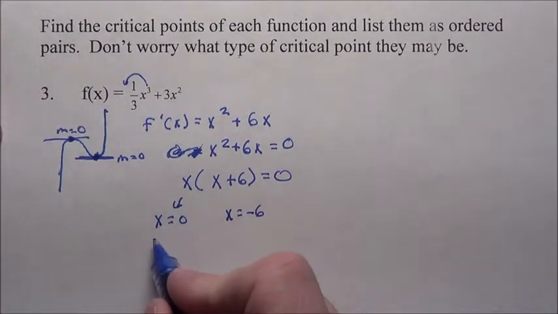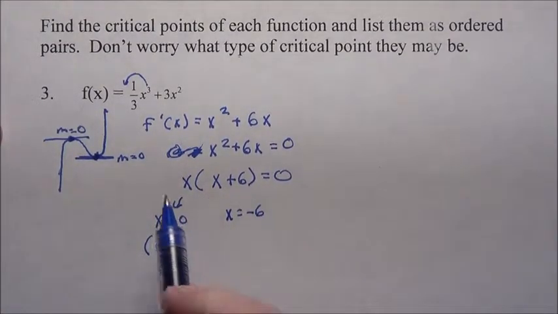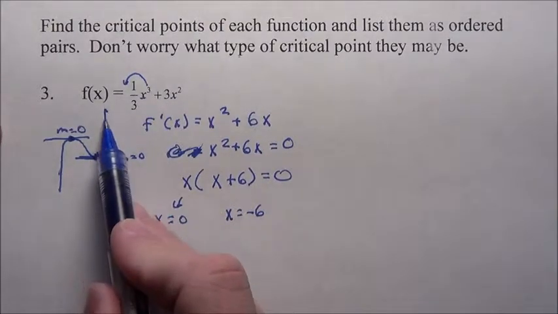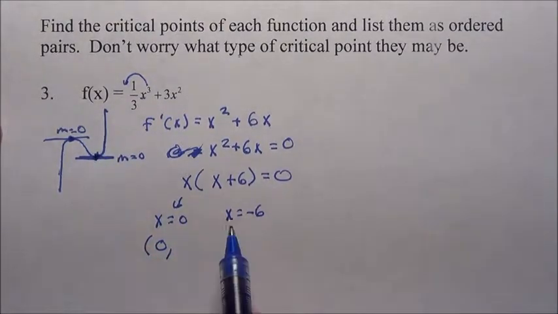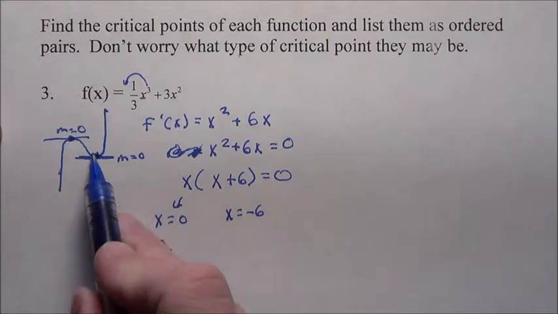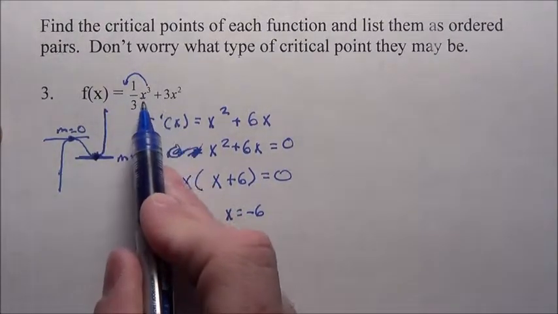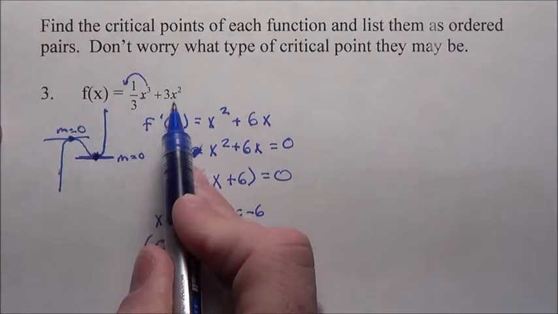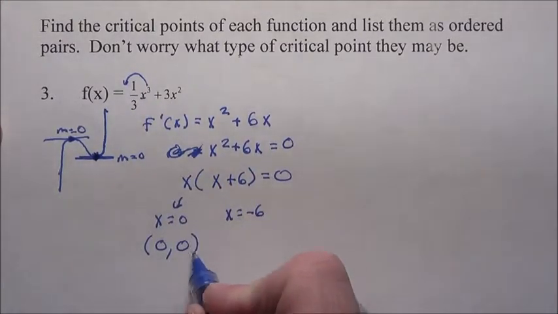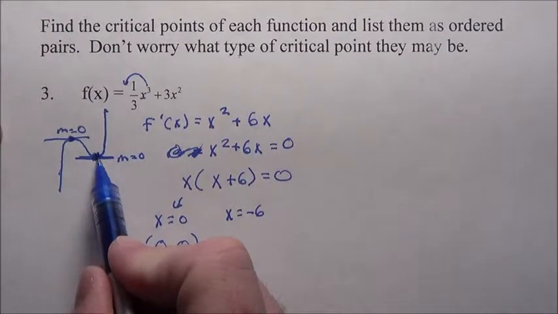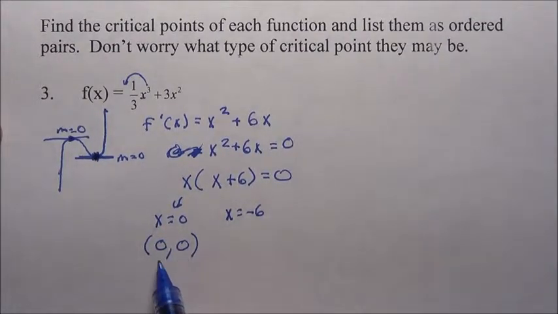What's the y value? Well, to find the y value, all I'm going to do is plug 0 back into this equation. Because I know that I'm right here, in this case, at 0 and then some height. Well, how do I find the height? I just plug 0 back in here. 0 cubed times a third plus 3 times 0 squared. That just gives me 0. So I actually know this first guy is occurring right here at the origin.